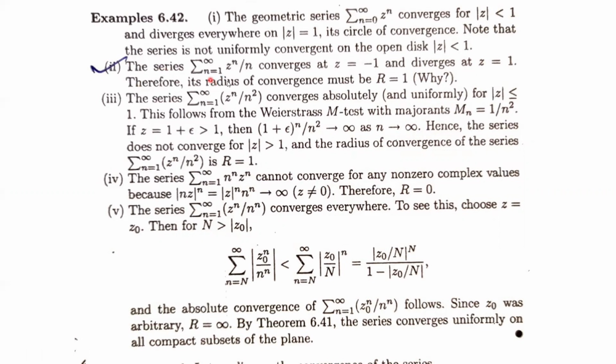Take the series z^n by n, definitely a power series in z. We can see that this converges at z equals minus 1 and diverges at z equals 1. Therefore, its radius of convergence must be R equals 1. Since it converges at z equals minus 1, for all modulus z less than 1 it has to converge, and it also diverges for all modulus z greater than R, since it diverges at z equals 1.